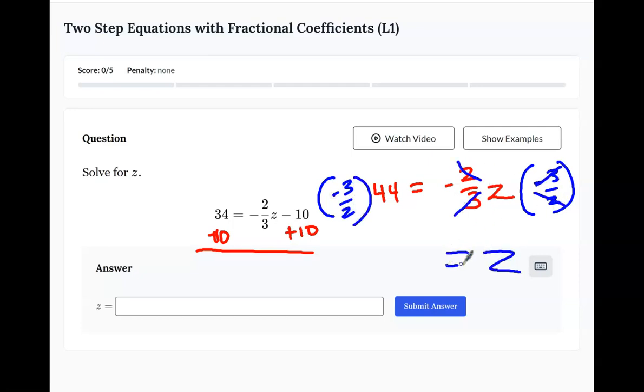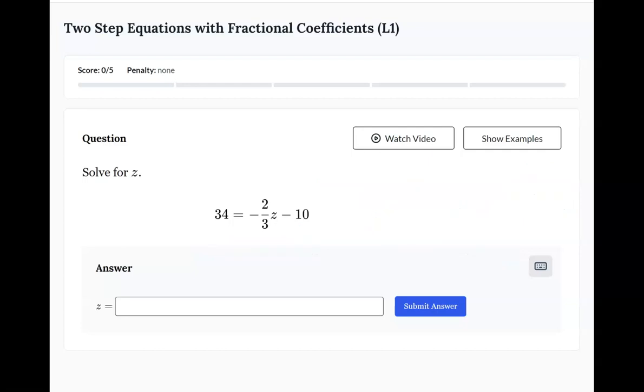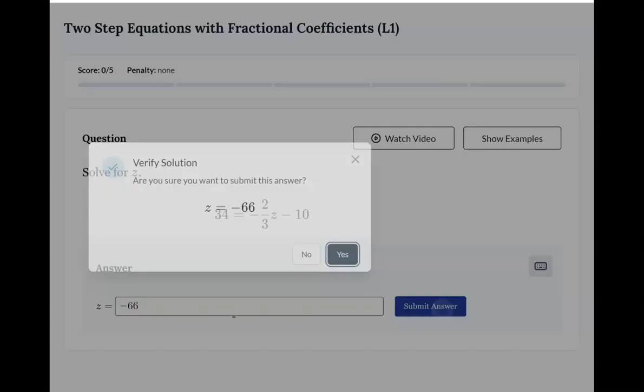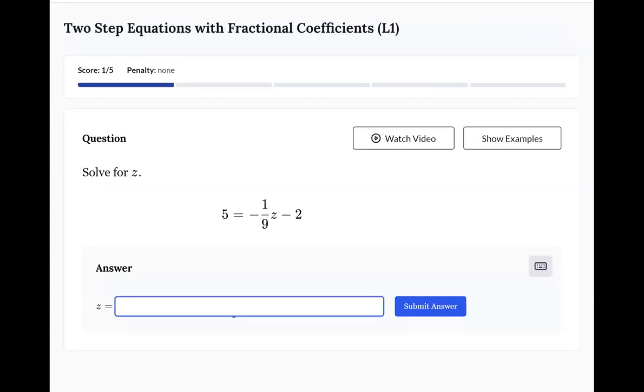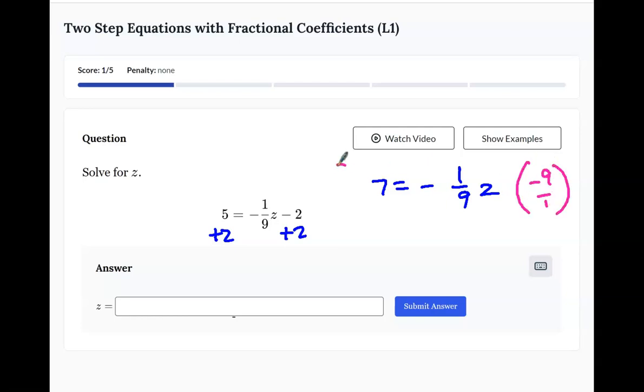And when I do that, my z will be by itself. -3/2 times 44, use a calculator. You're going to get -66. Again, clear your constant first, so add 2 to both sides. And then to clear a coefficient that's a fraction, you multiply by the reciprocal. You flip it over, and you'll get your variable by itself.